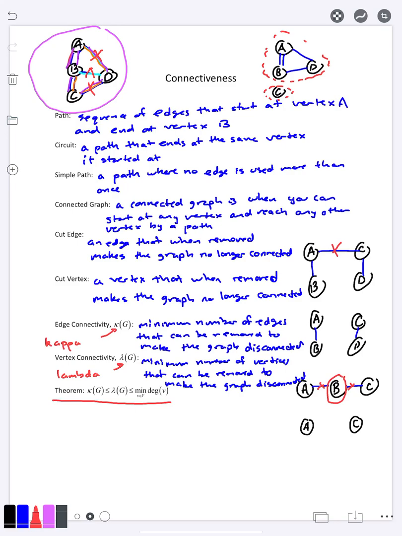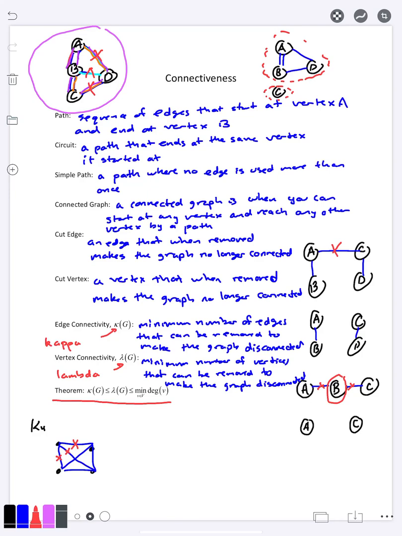And so let's give an example here where some of these may be equal to each other. Let's say I take K4, the complete graph on 4 vertices. Let's calculate things here. If I want to make this graph disconnected, removing one edge is not going to be enough. It's still connected. Removing a second edge, it's still not going to work no matter which two you pick. But if you remove 3 edges here, it will no longer be connected.